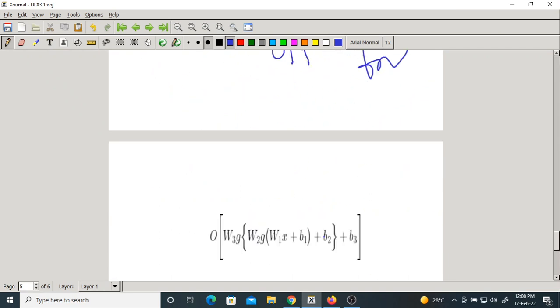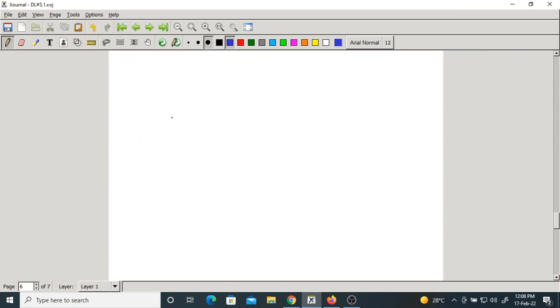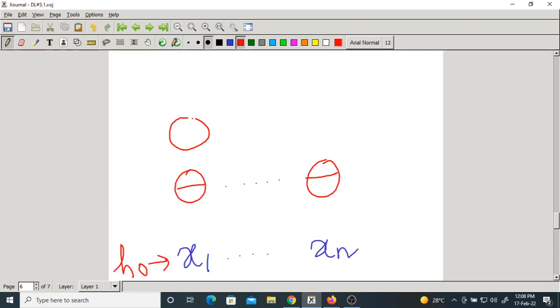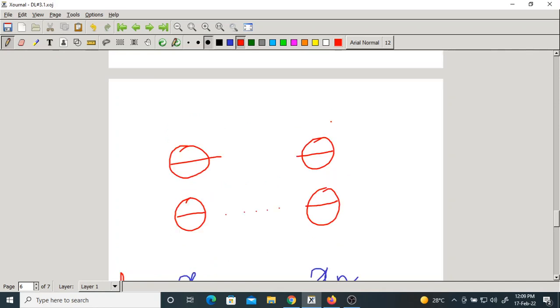So simply I can write it something like this. We have a first input layer with inputs x1 to xn. This is called h0, our zeroth layer. We have n neurons in the first hidden layer, and again n neurons in the second hidden layer, and we have k neurons in the output layer.